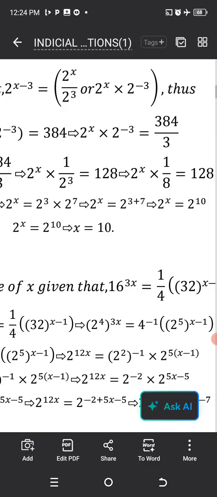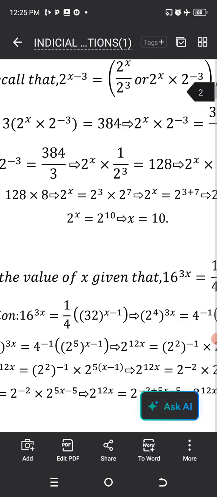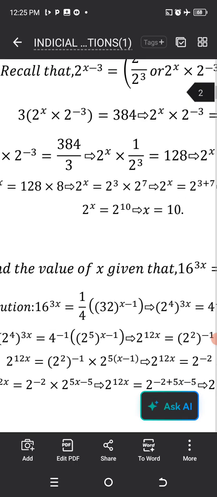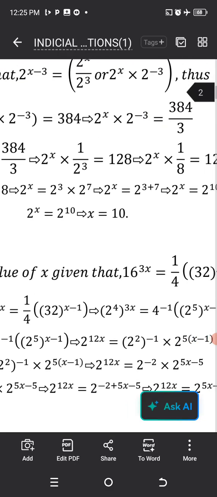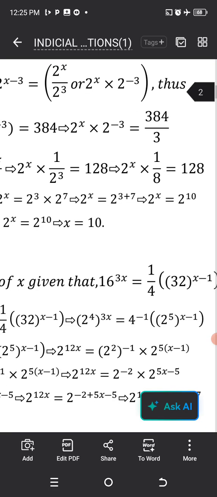So you can see that 2 raised to power x multiplied by 2 raised to power minus 3 equals 384 divided by 3, which is telling you that the 3 multiplying 2 raised to power x multiplied by 2 raised to power minus 3 has been used to divide both sides. That is why you have seen it being eliminated at the left hand side, and you actually saw it at the right hand side.